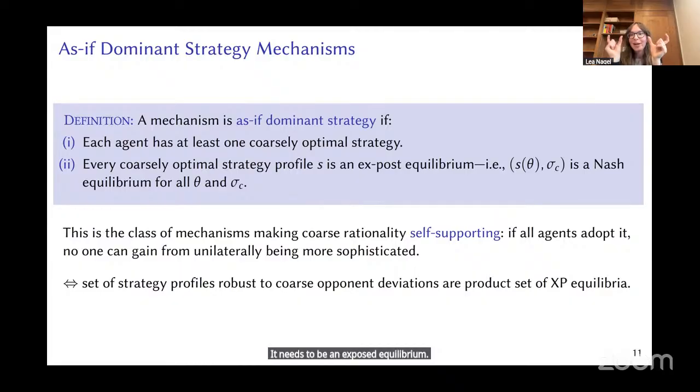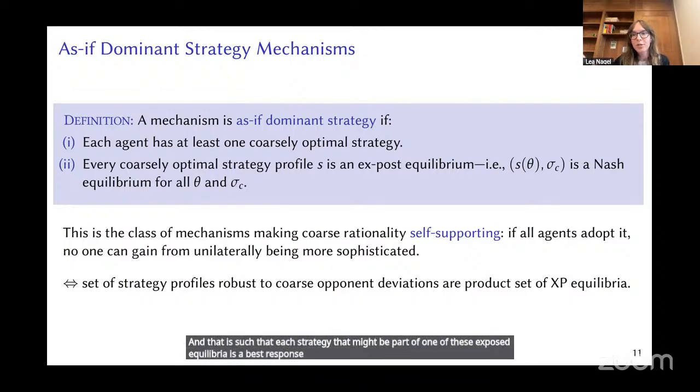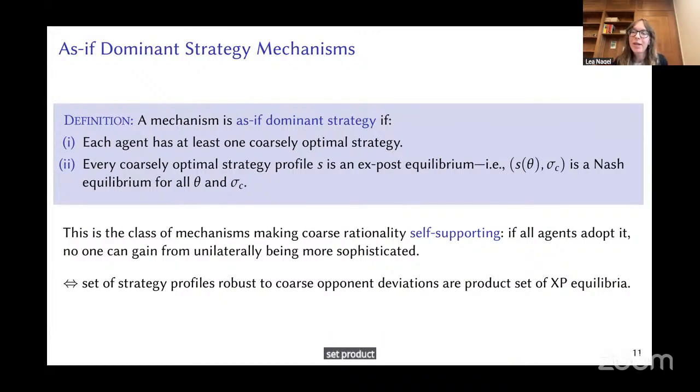In particular, there is a set of exposed equilibria that is a product set, and each strategy that might be part of one of these exposed equilibria is a best response, at least against the coarse behaviors of the others, but also against the non-coarse, coarsely optimal behaviors of the others. So in that sense, you can think of this as a particularly robust product set of exposed equilibria in these mechanisms. I'm going to just pause for a second on this because it has a lot of moving parts.